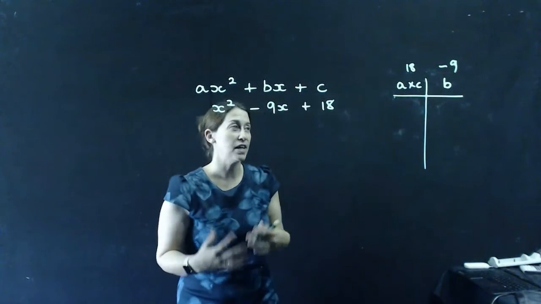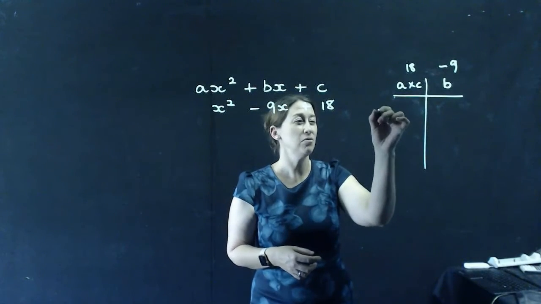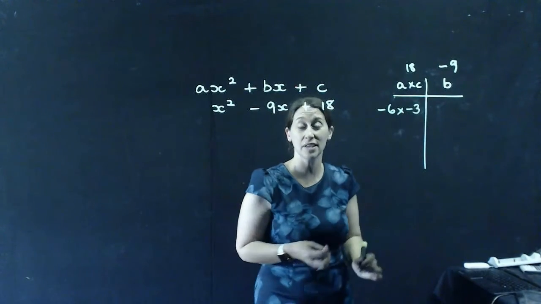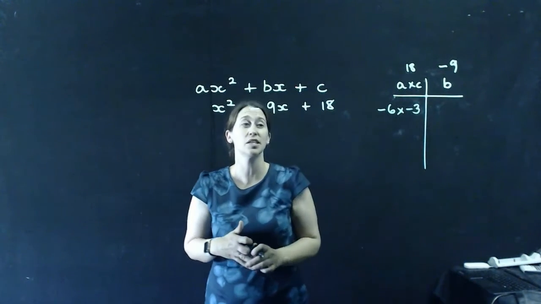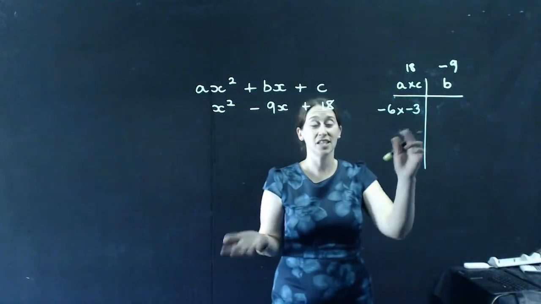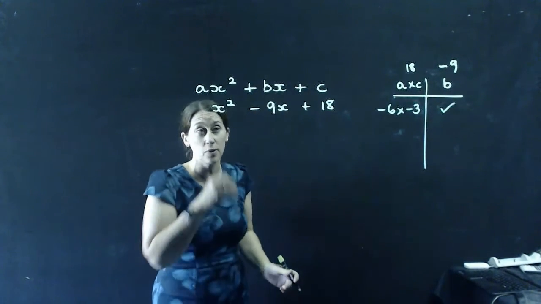So let's go through factors of 18: 6 and 3. I'm going to have negatives though, because when I add them, I need to make negative 9. Let's have a look at this. Negative 6 times negative 3 makes positive 18. That's okay. Negative 6 plus negative 3 gives me negative 9. So actually, I found those factors very quickly.